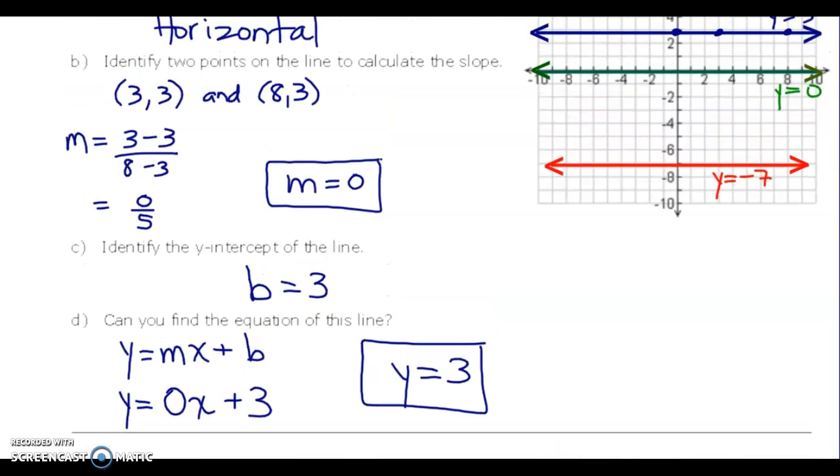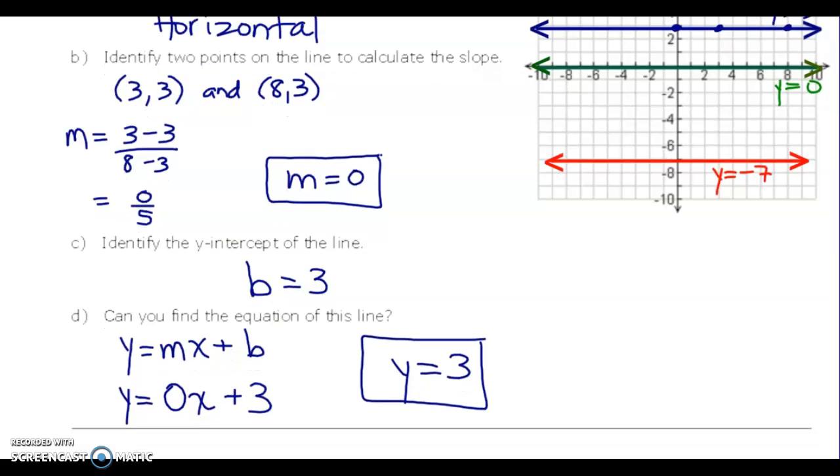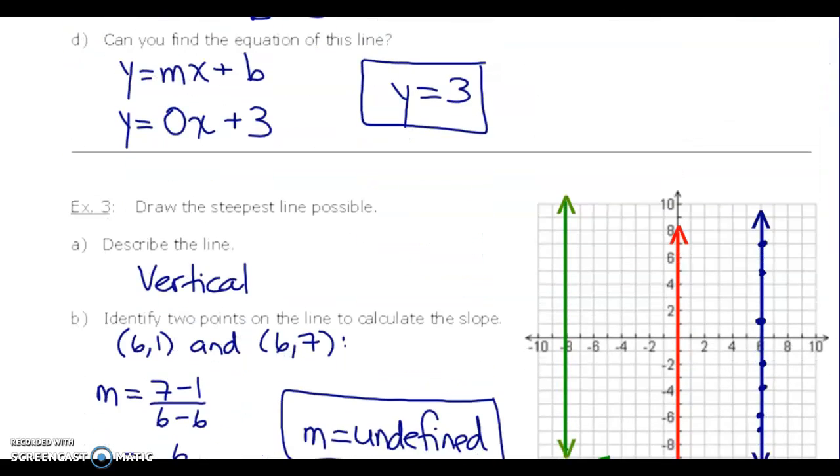And I can do that for any line at all that's horizontal. I can calculate the slope. The slope will always be 0. So the equation ends up being the y-intercept, y equals 3. Looking at this green line that I've drawn, y equals 0. Looking at my red line, y equals -7. Each of these three lines are horizontal, which means they each have a slope that is 0.